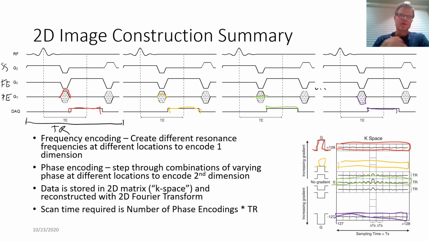And so the other thing that we're going to be considering in this is now we're starting to be able to define how much scan time it takes to get all the data we need to reconstruct an image. And it's basically going to be the number of these phase encoding steps, so the number of different phase encoding gradient amplitudes that we're using, times the TR, the repetition time. That's how long it's going to take us to fill in this full 2D data matrix that we're going to need to reconstruct our image.